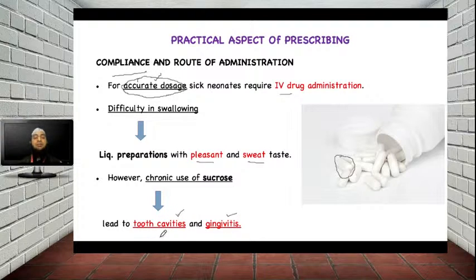Your child is suffering from the tooth cavity and the gingivitis, and this could be possible if you are giving the sweet formulation for a long period of time. So the chronic use of the liquid preparation with very sweet taste is not advisable, although it increases the patient compliance. So this is another practical aspect of prescribing drugs to the child.